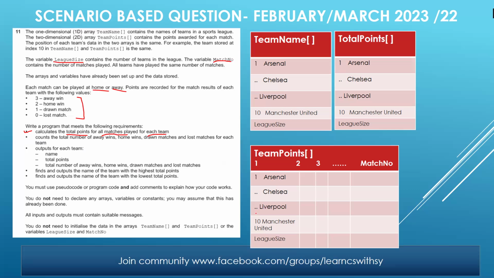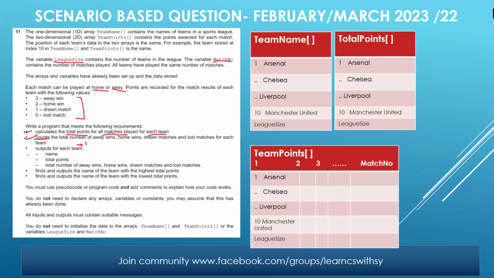Counts the total number of away wins, home wins, drawn matches, and lost matches. So you can see, counts. Now, this strikes your mind, it will be a +1 situation, isn't it? And +1 for what? Away win, in case they have won the matches away, it will be +1 for that variable. Home wins, +1, drawn matches, +1, and lost matches also +1. So in this manner, you can identify that this is going to be your requirement 2 that will be handled through your counting. After we are done with these two, what is the next requirement?